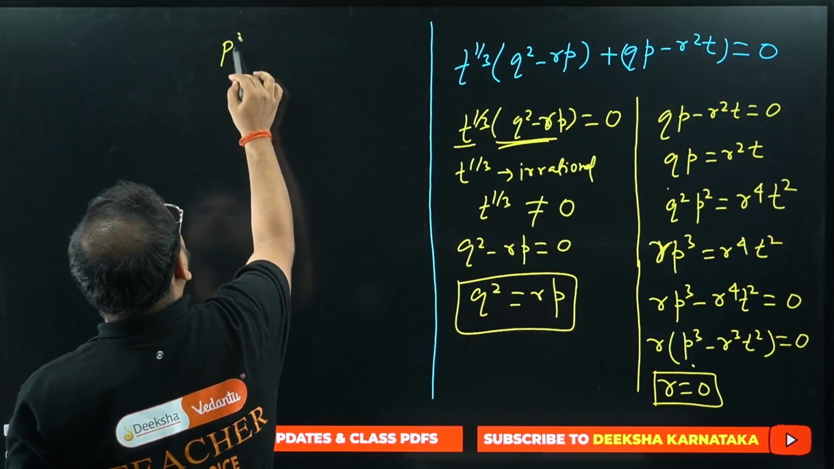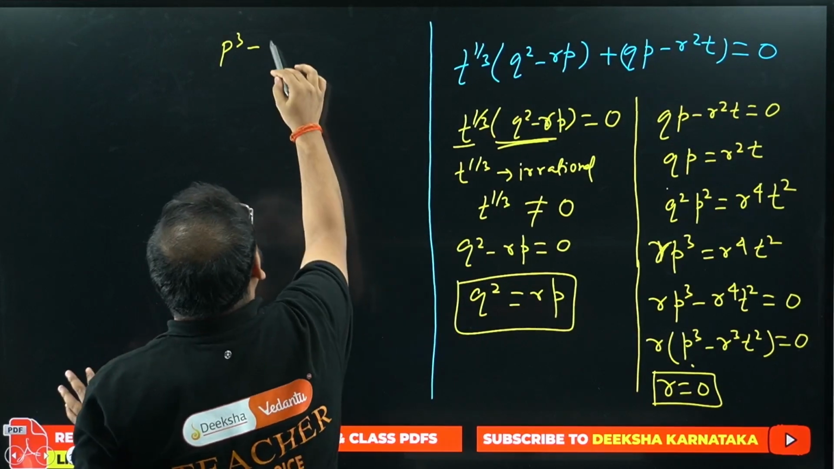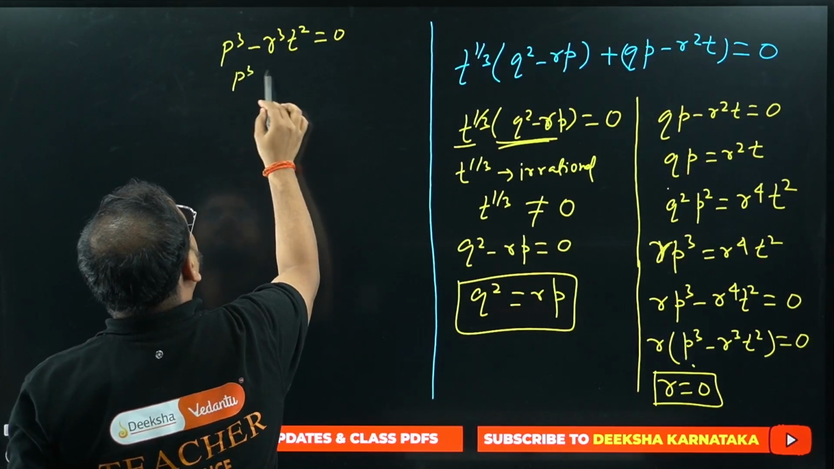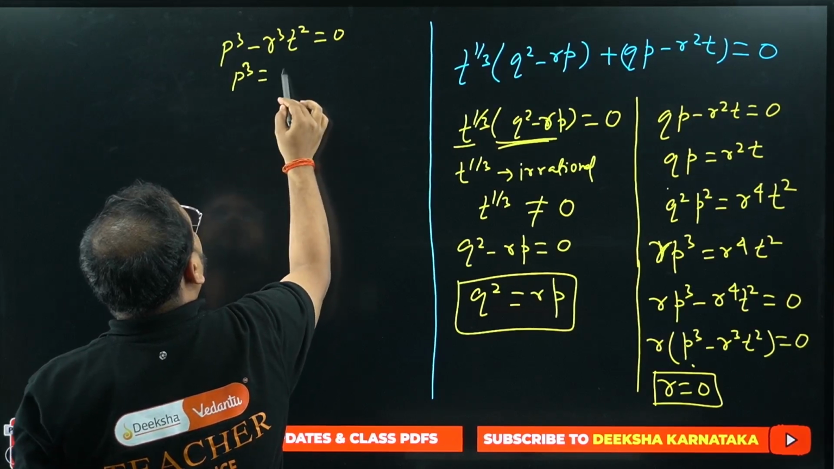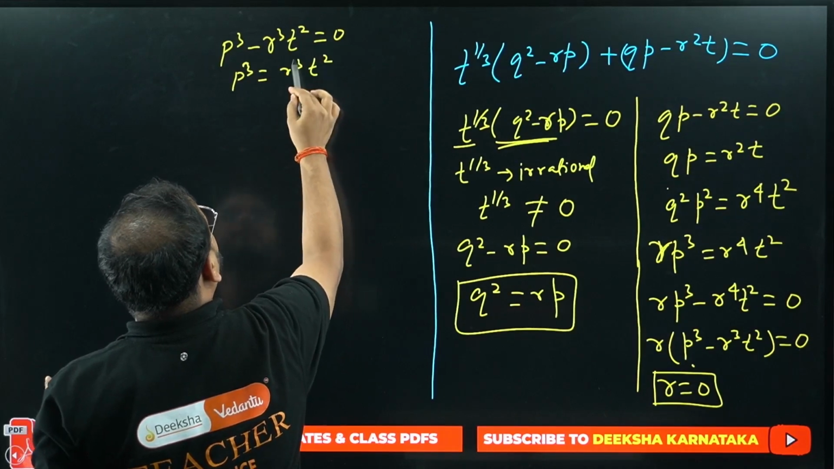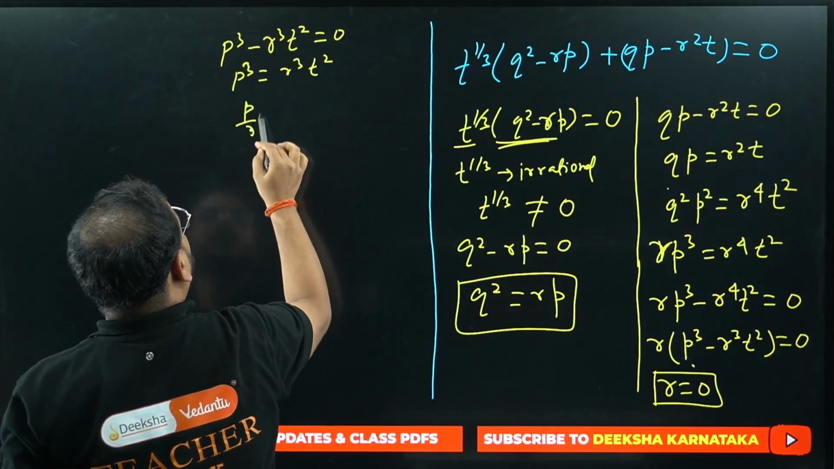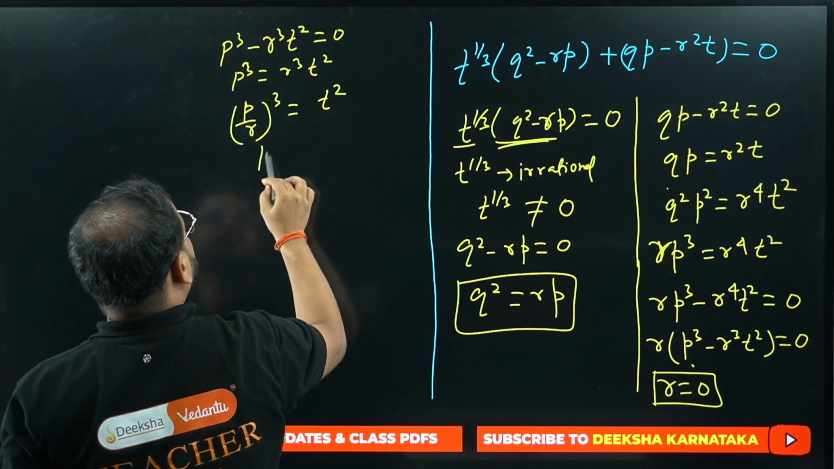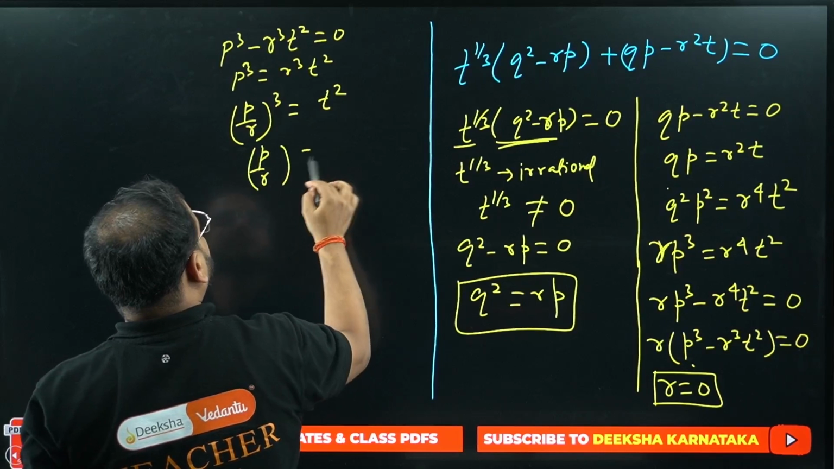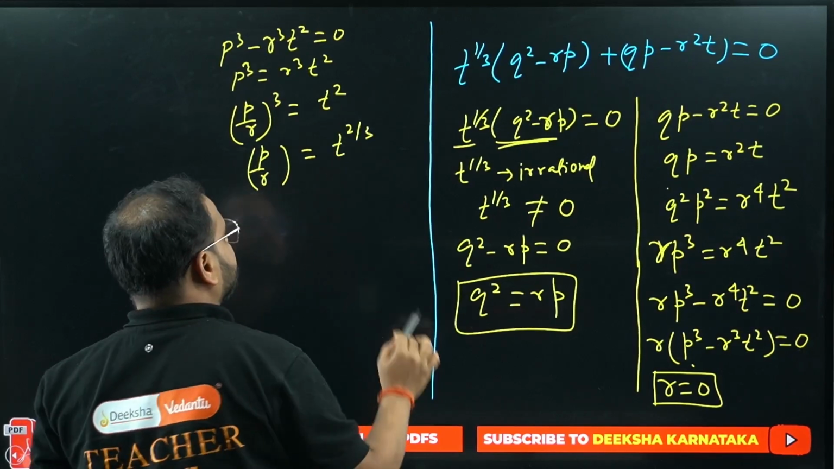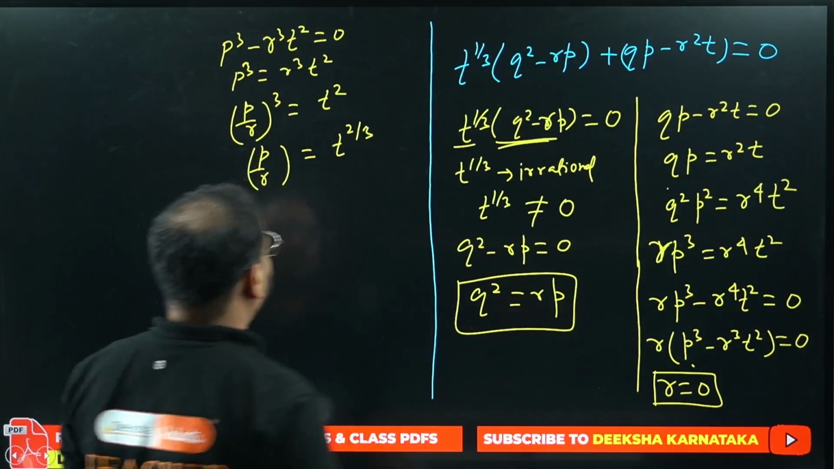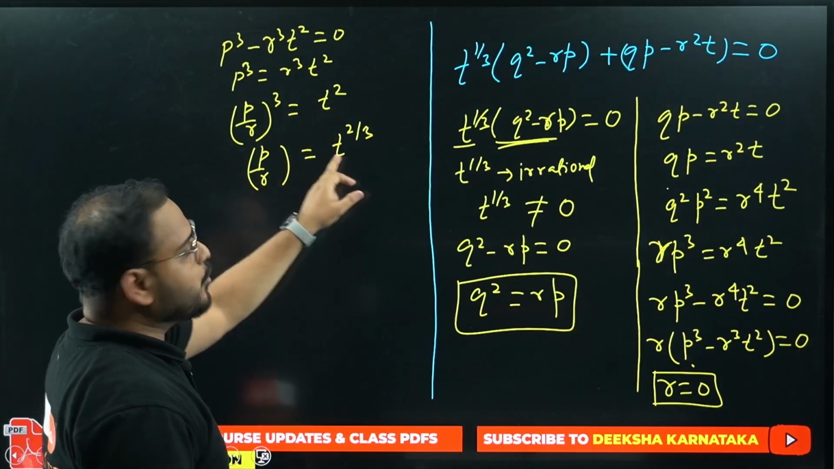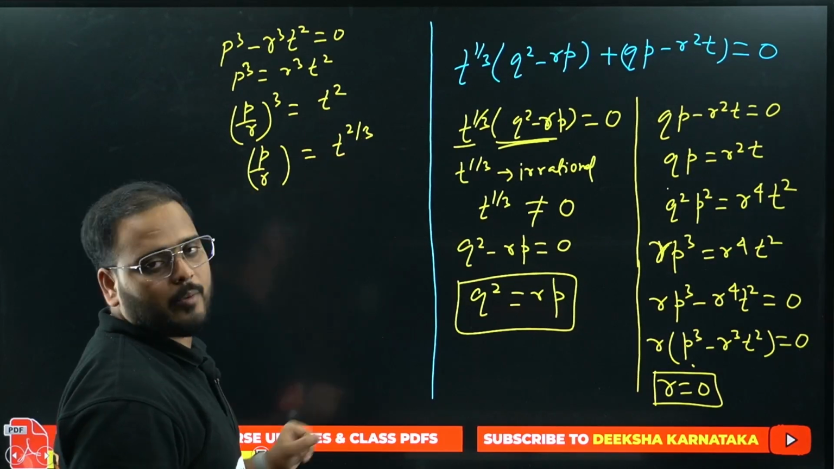I'll take this bracket. If I take this bracket to be equal to 0, let's say, just for assumption, p cube equals r cube t square. What is this going to be? p by r, the whole cube, equals t square. What is my p by r going to be? p by r is going to be t power 2 by 3. Yes or no? p by r cubed is t square, so p by r is the cube root of the whole thing. So I'll get 3 in the denominator.